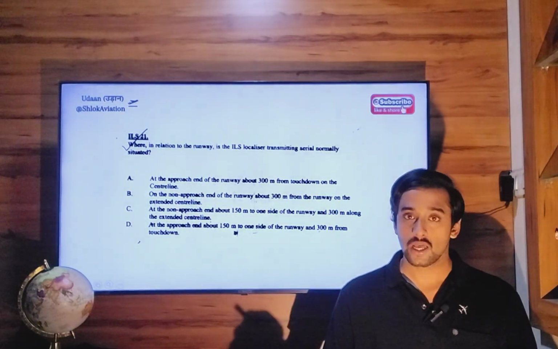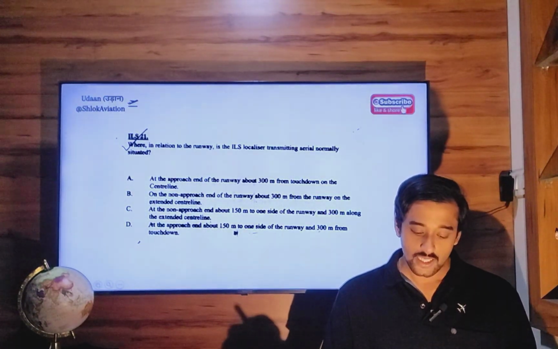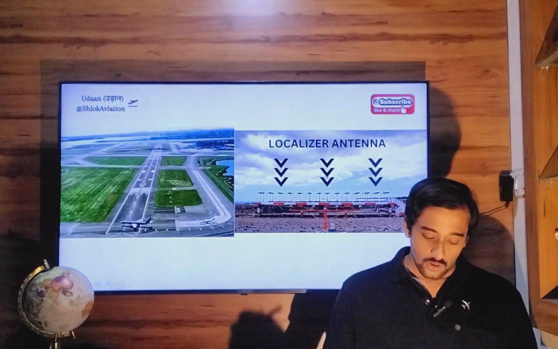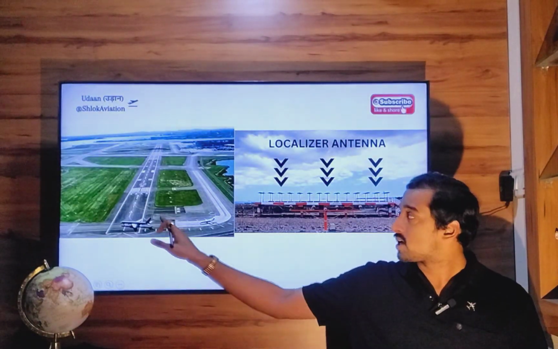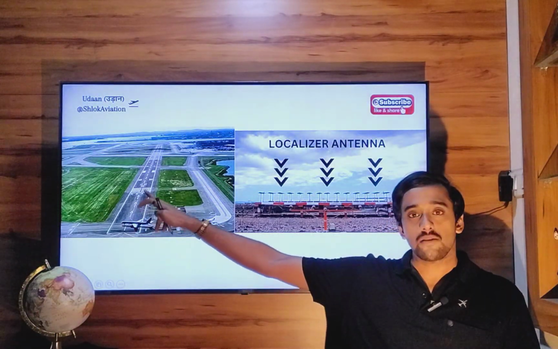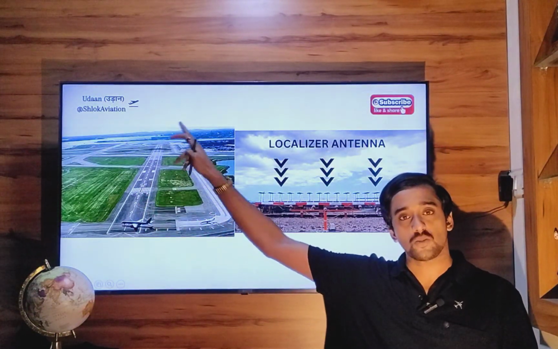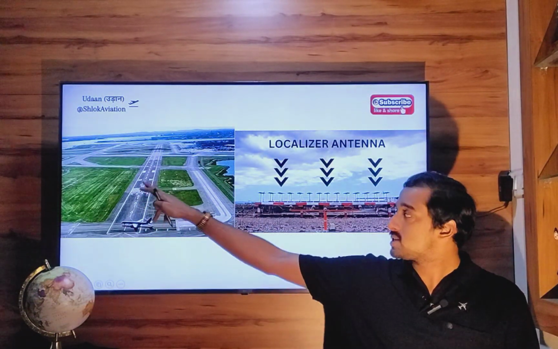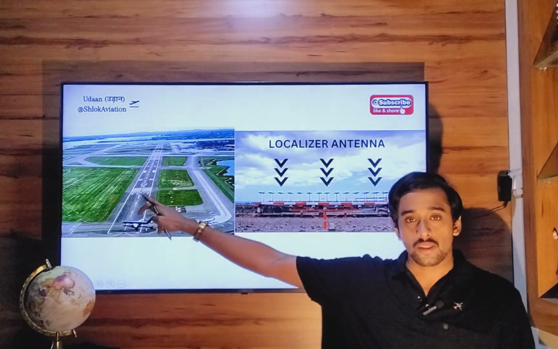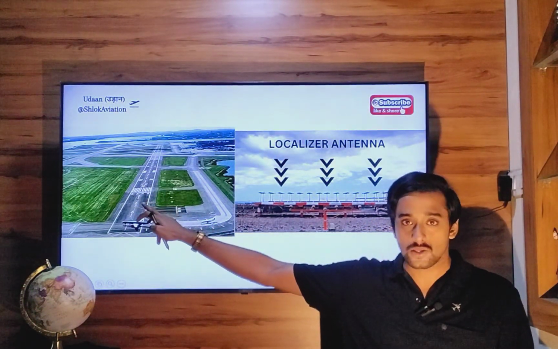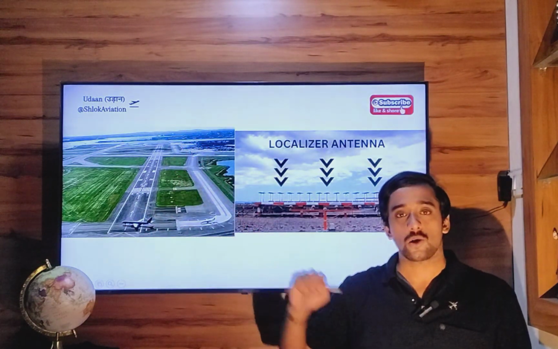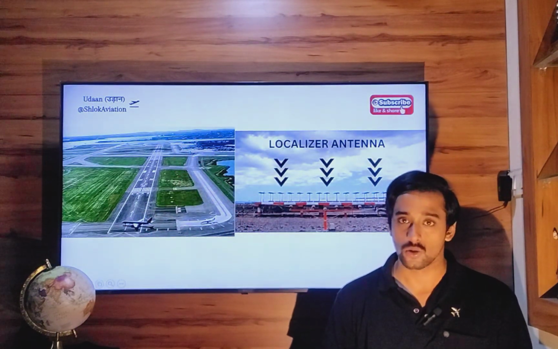Where in relation to the runway is the ILS localizer transmitting aerial normally situated? In this diagram, you can see this runway. This aeroplane will be lining up with this runway and departing from it. That means this runway is in use, I think it's runway 22. If runway 22 is in use, all the aeroplanes will take off from runway 22 and also land on this runway 22.